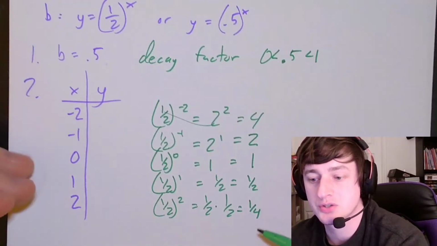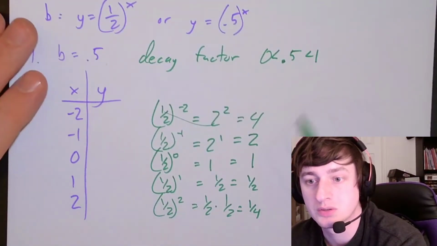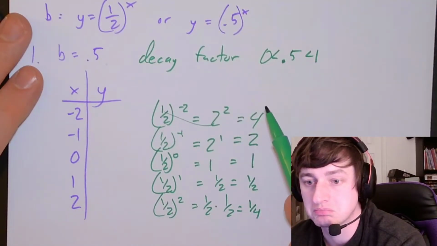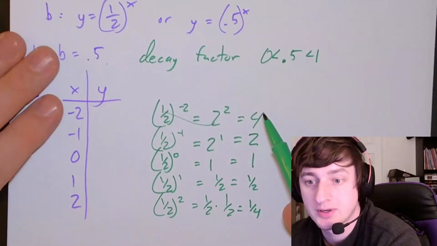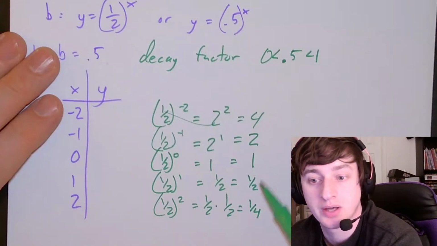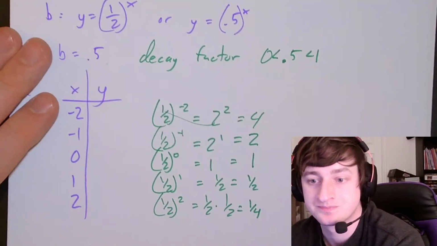So with exponential functions, we're just multiplying that base repeatedly, over and over and over. And so we're multiplying by half each time, so the numbers are getting cut in half. Half of 4 is 2, half of 2 is 1, half of 1 is a half, half of a half is a quarter. And then we get an eighth and a 16th.